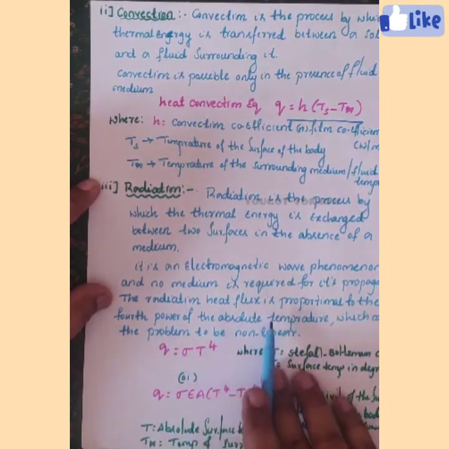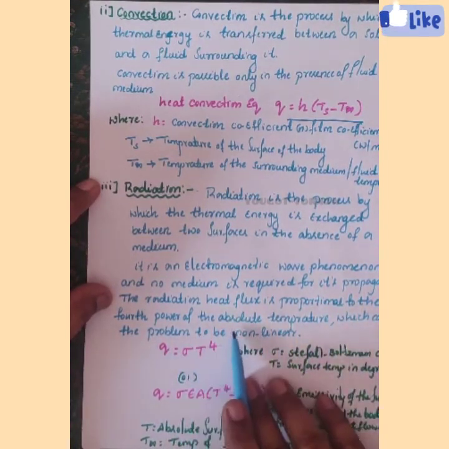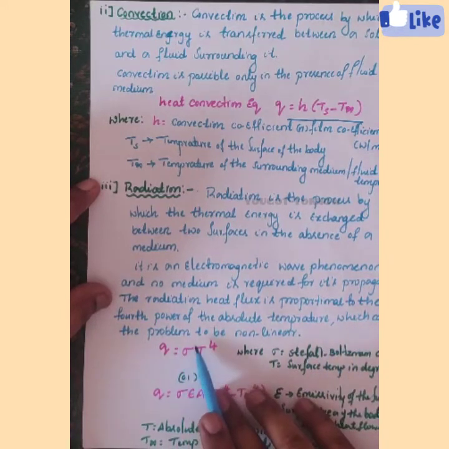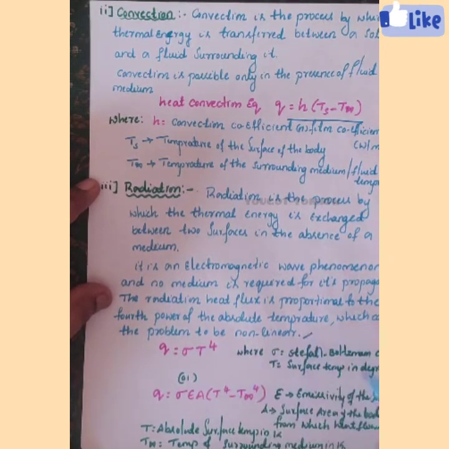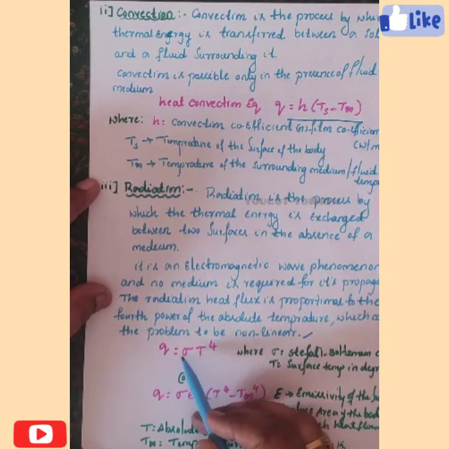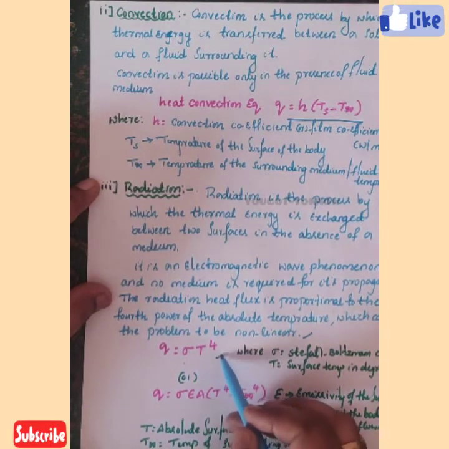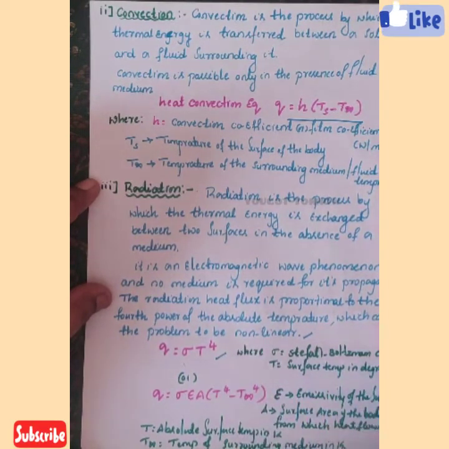The radiation heat flux is proportional to the fourth power of the absolute temperature, which causes the problem to be non-linear. The equation is Q equals sigma into T to the power 4, where sigma is the Stefan-Boltzmann constant and T is the surface temperature in Kelvin.